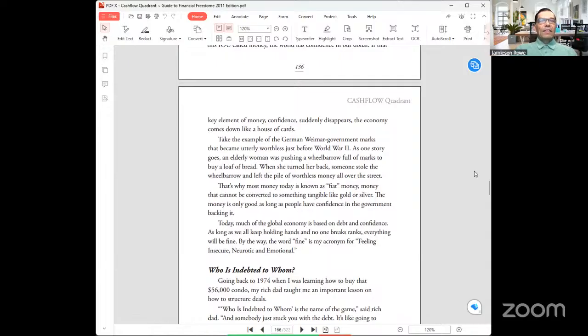That's why most money today is known as fiat money, money that cannot be converted into something tangible like gold or silver. The money is only good as long as the people have confidence in the government backing it. Today, much of the global economy is based on debt and confidence. As long as we all keep holding hands and no one breaks ranks, everything will be fine. By the way, the word fine is an acronym for feeling insecure, neurotic, and emotional.